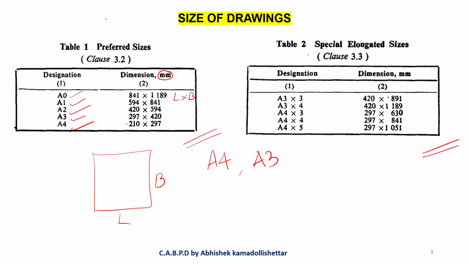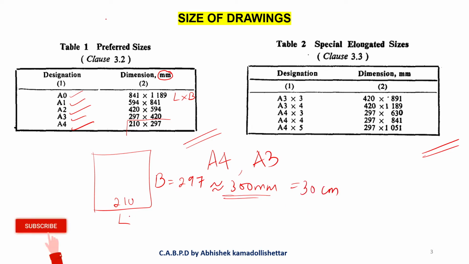You can see that A4 size is 210 mm by 297 mm, approximately you can say 300 mm. So it is completely, you can say, a 30 centimeter, one full size long scale. And here it is 21 centimeter. So this is the width of your A4 size.